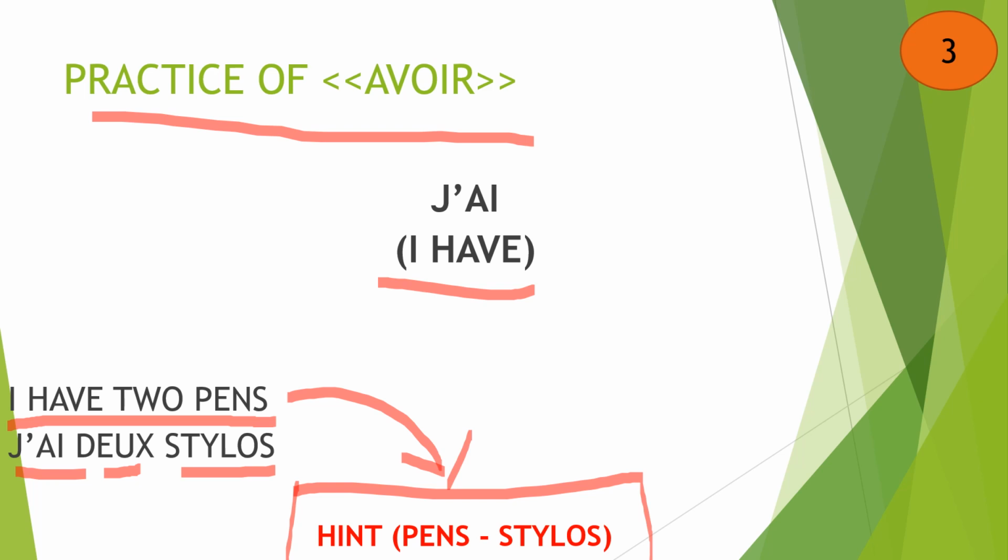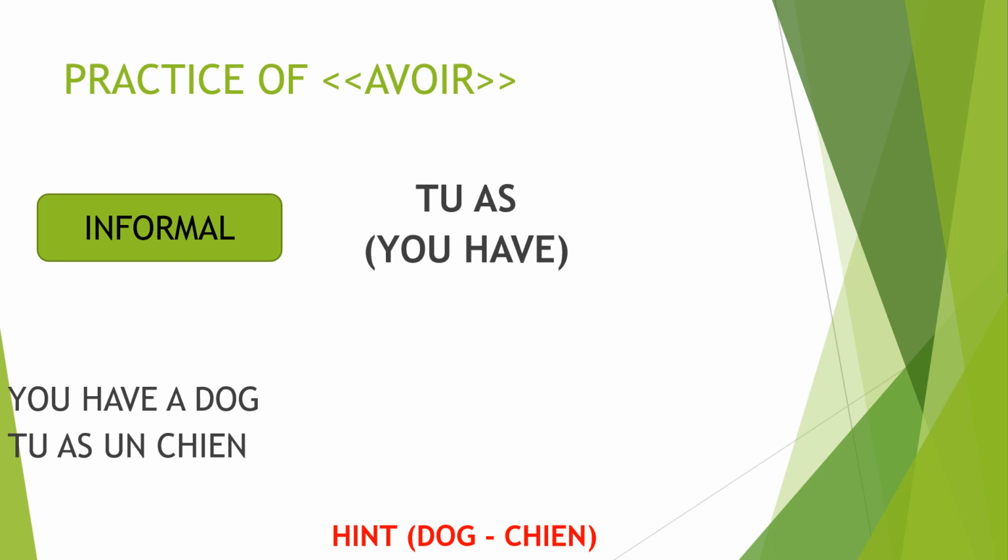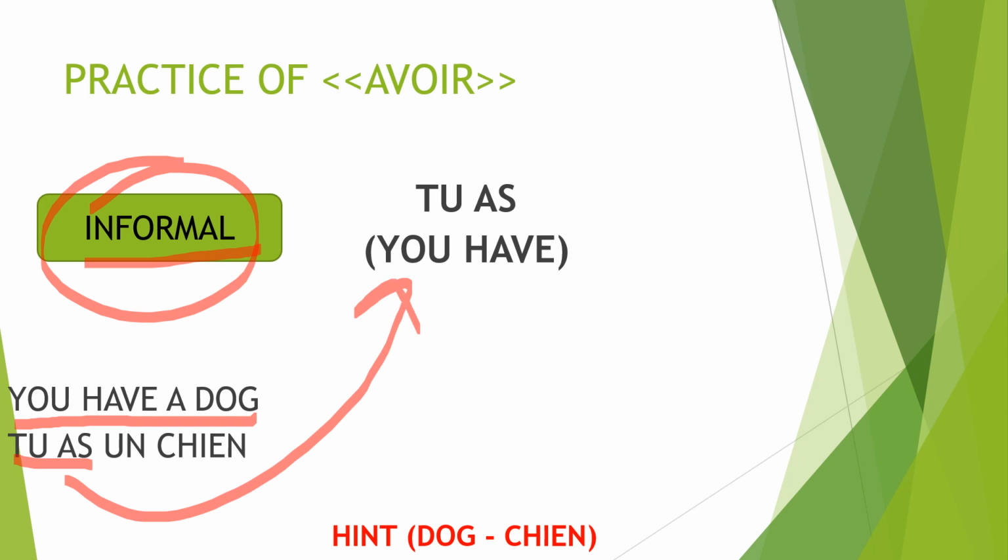Let's understand this term first before we go into framing a tu as sentence. Tu as is always used in an informal setting, that is, when you're talking to someone who is younger than you, who's your friend, who's your sibling, or anyone with whom you can talk informally. When you want to say you have a dog, you say tu as un, which means one, chien, which means a dog. Tu as un chien. You have a dog.